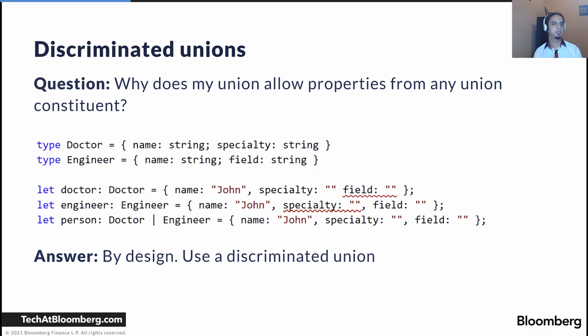a discriminated union. We will see another solution for this a bit later on, when we actually don't change the structure of the types, but we manage to create a condition where these extra fields are actually an error. But for now, let's see what a discriminated union is and how we could use it to get around this issue.